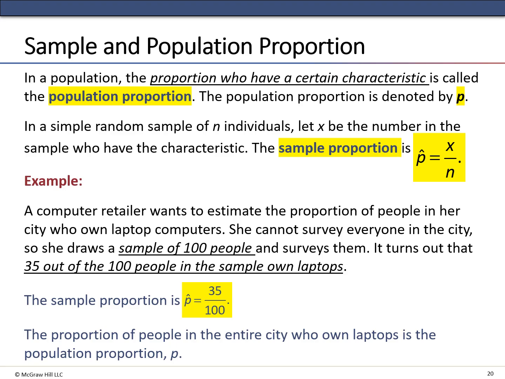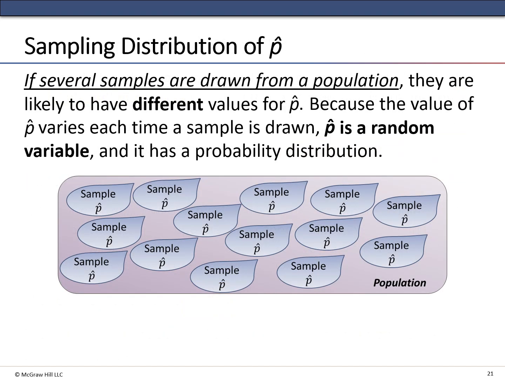Remember, the proportion in the entire city that has that is a different variable. P, not p hat. This is just a sample. If several samples are drawn from a population, they are likely to have different values for the sample proportion, because the value of the sample proportion, p hat, varies each time a sample is drawn. Therefore, just like the sample mean, p hat is a random variable and it has a probability distribution.